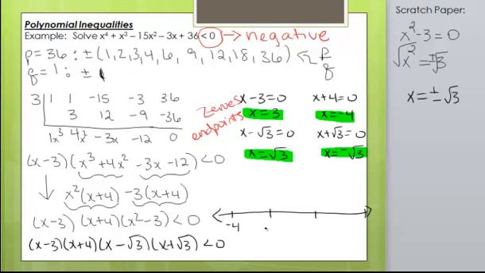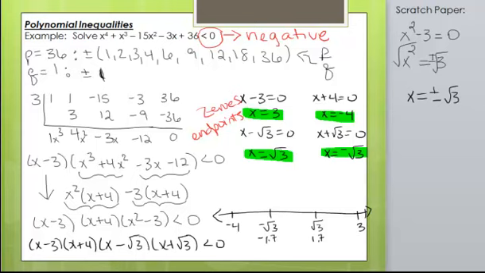So negative 4 comes first. Then we have negative square root of 3. By the way, that's approximately negative 1.7. Then we have the square root of 3, which is approximately 1.7. And then we have 3. So those will be what are called endpoints.